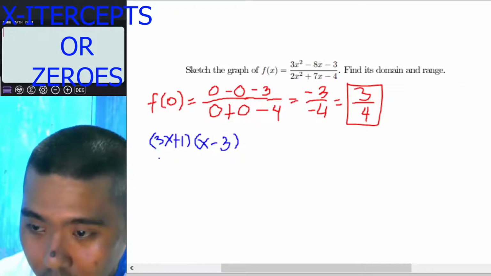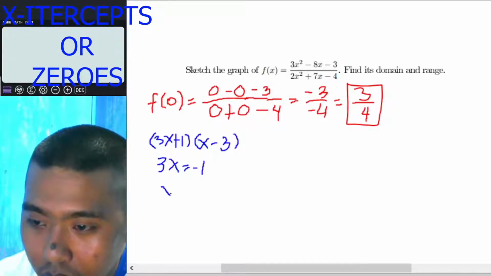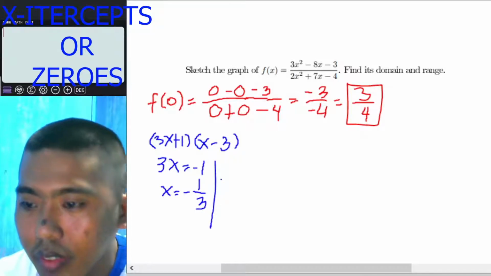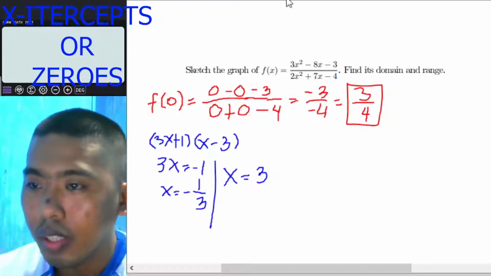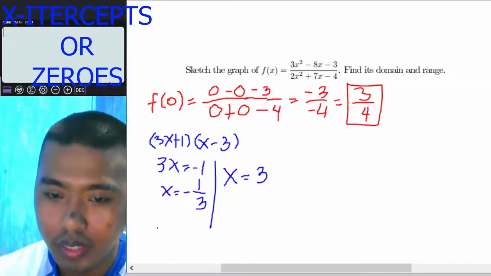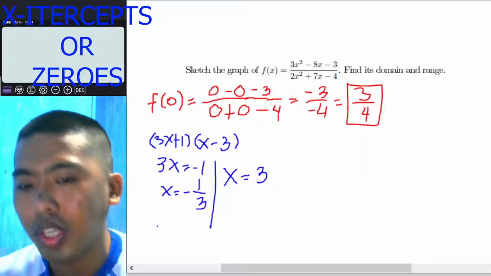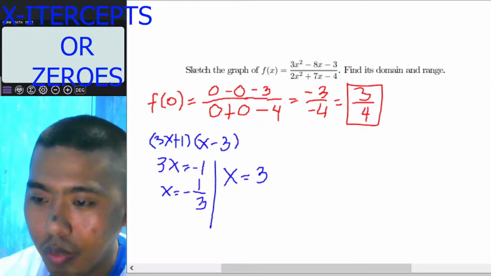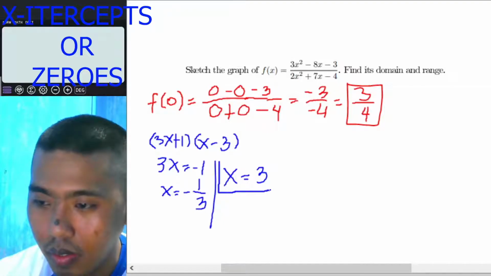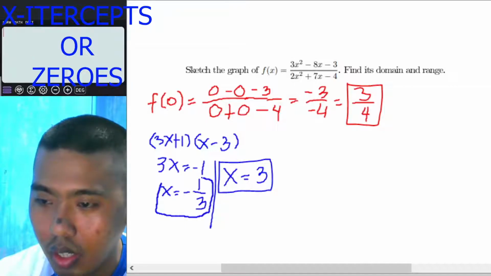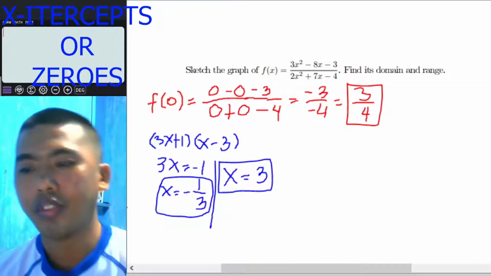So therefore, we can conclude that this will become 3x equal to negative 1, and this will become x equal to negative 1/3. Okay? Now for the other x, that will become x equal to positive 3. Okay? So take note that our x's, or should I say zeros, or x-intercepts are negative 1/3 and positive 3. Okay, so these are our x-intercepts.